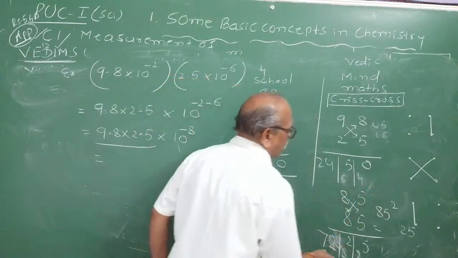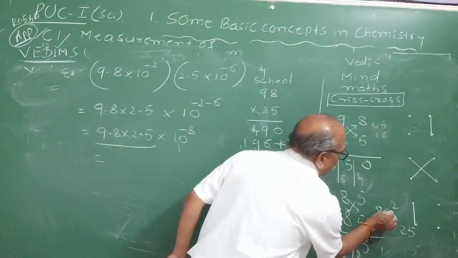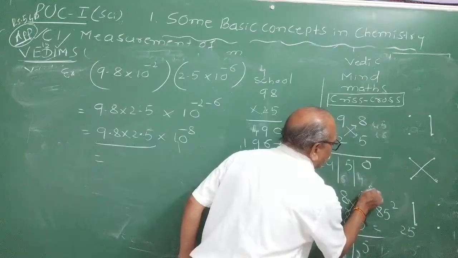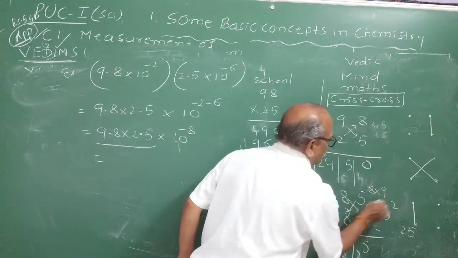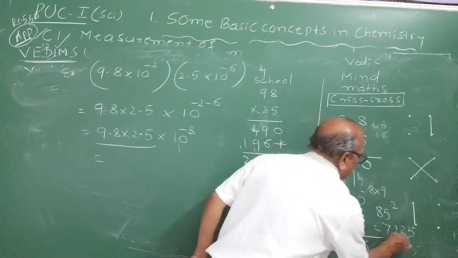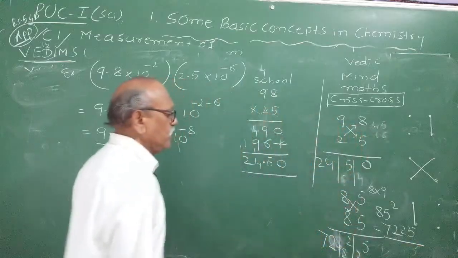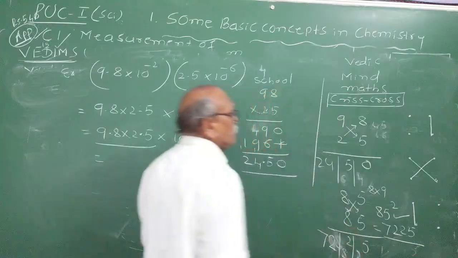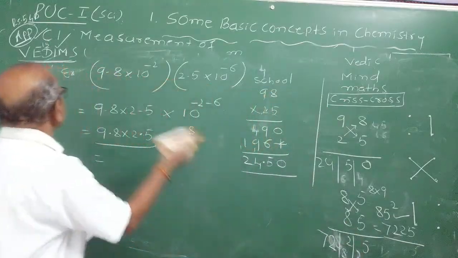Okay, there is another trick, observe here. You write 5 square is 25, right? What is the next number after 8? 8 into the next number, which is 9. 9 8s are 72. You can write 72, 25 in no time. Even better than this crisscross method, only when the number is ending with 5. Like this, there are shortcuts.